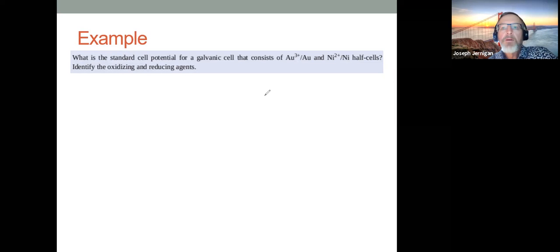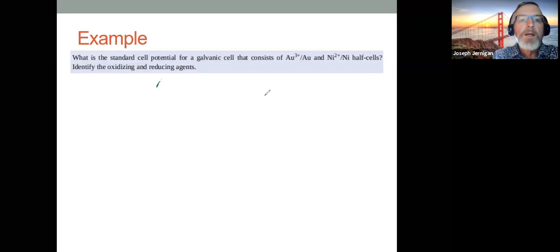For a galvanic cell that consists of the gold 3+/gold 0 half cell, or half redox couple as we sometimes say, and the nickel 2+/nickel 0 redox couple, we could go to the table. I'm not going to pull up the table, but we've talked about the electrochemical series in a fair amount of detail. We'd go to the table and look for those, and I'm just going to begin to write this out.